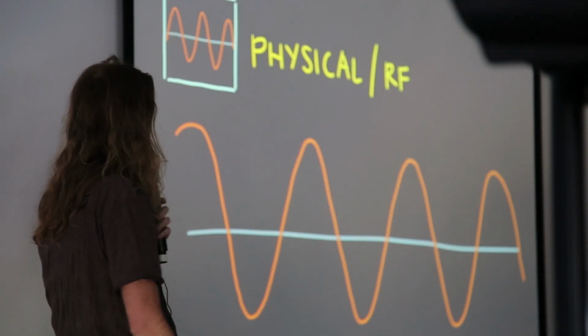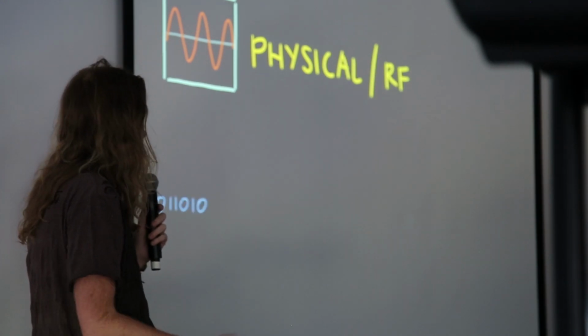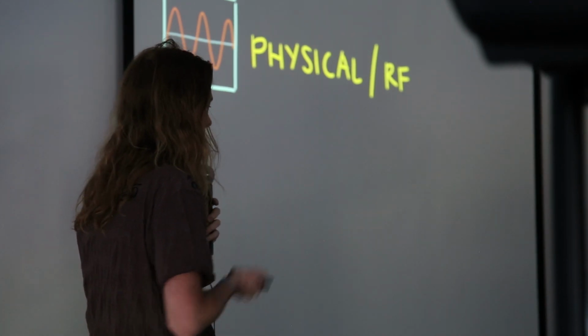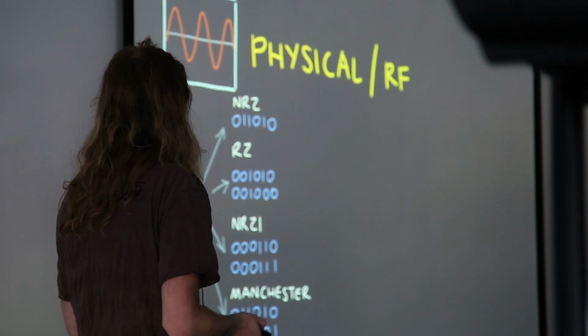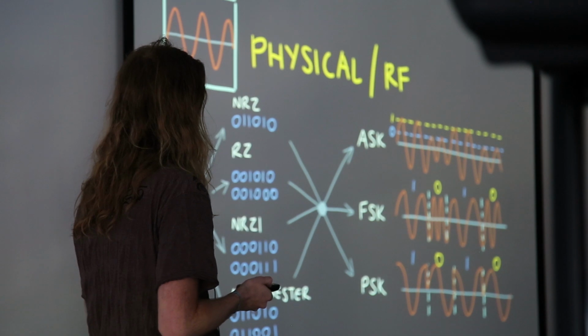So first let's talk about the physical and RF layer of these cards. When I say physical RF, I mean you've got some data on that card that needs to be sent to the reader. So there are different ways of actually encoding that, and then there are different ways of actually modulating that onto a certain frequency.